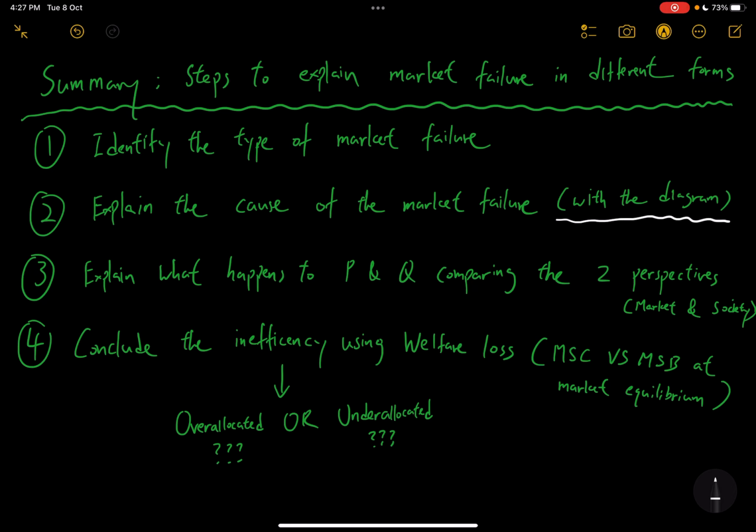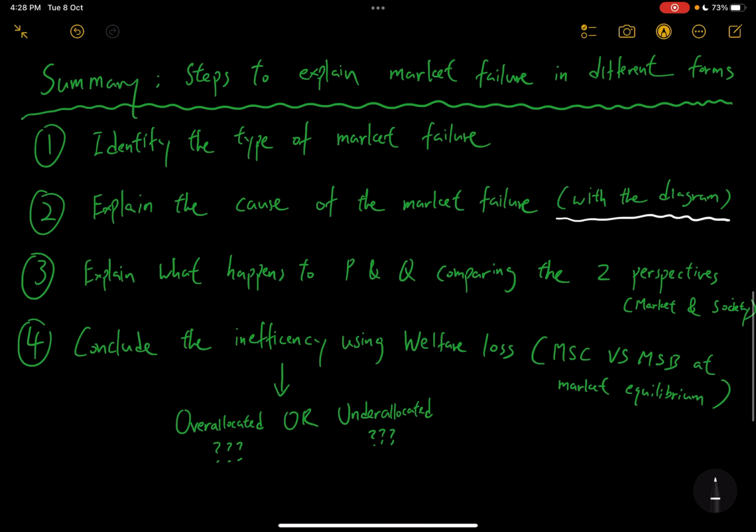And last but not least, you might want to conclude the inefficiency using the welfare loss area. In this case, definitely there is an over allocation of resources, but how do we visualize the loss to the society? Using MSC and MSB, by comparing them, we are able to find out the area. And that's how we can fully explain market failure with different steps.